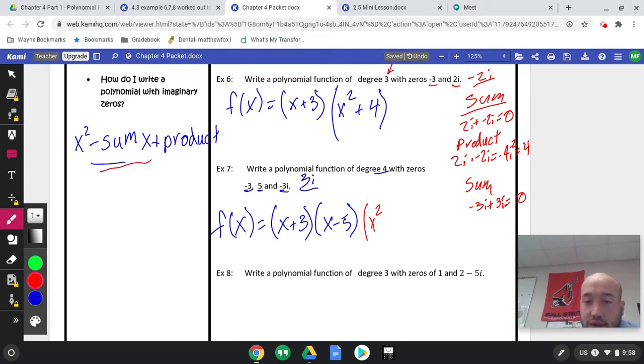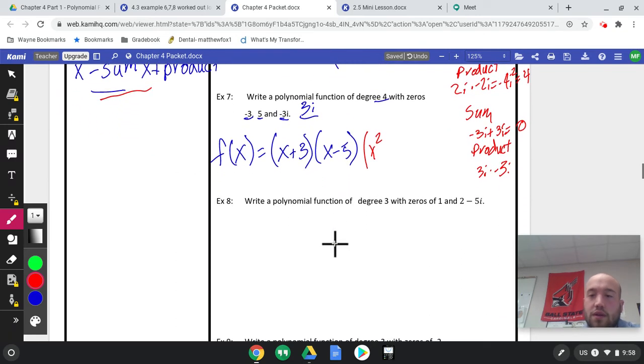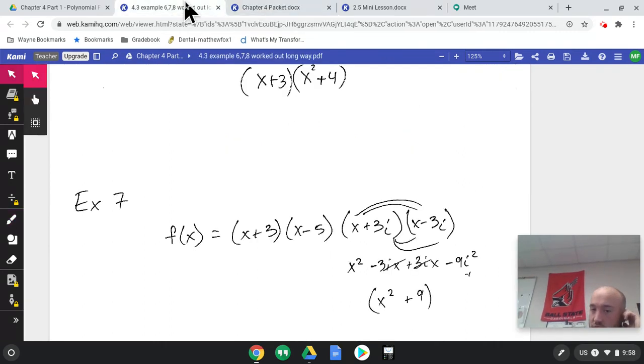Now the product we do need to worry about. Once again, for our product, we need to multiply that 3i times negative 3i. That'll be negative 9i squared, which results in 9. So x squared plus 9 is what we will get there, which, as you see when we did it the other way, that's also what we got.